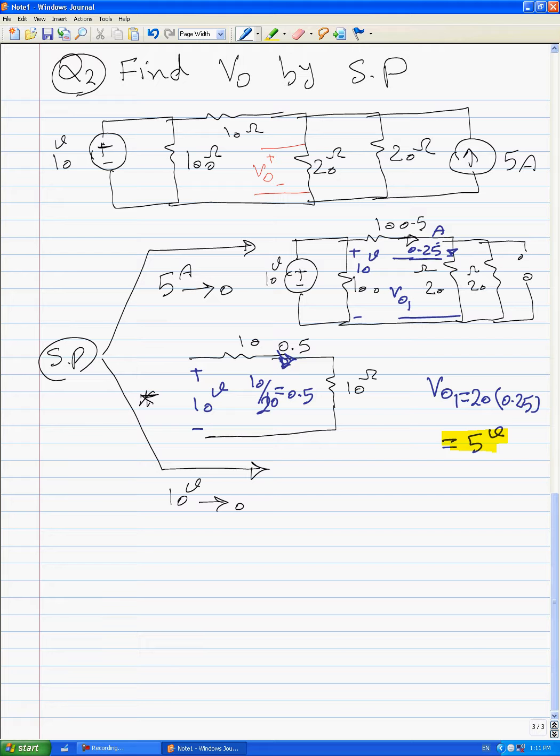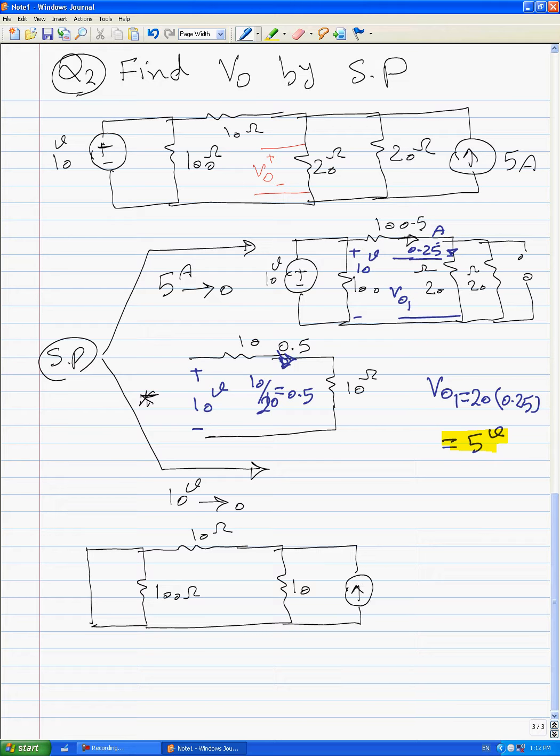For the second part of the superposition technique, we are changing 10 volts to 0. That's why we should put a short circuit instead of 10 volts, like this, and this 20 and this 20 should be changed to 10, and we have 5 amps here.